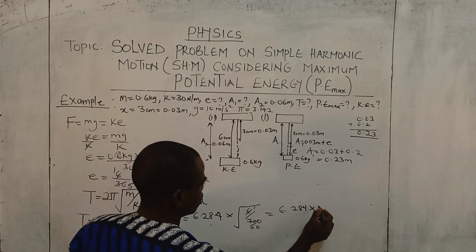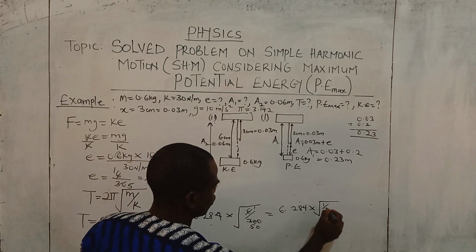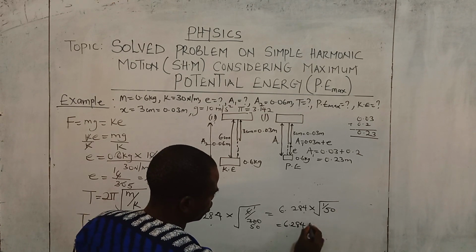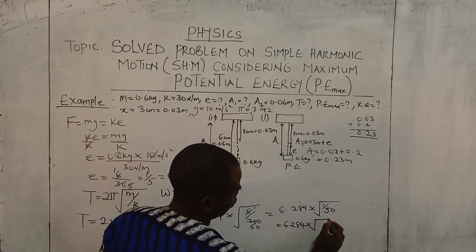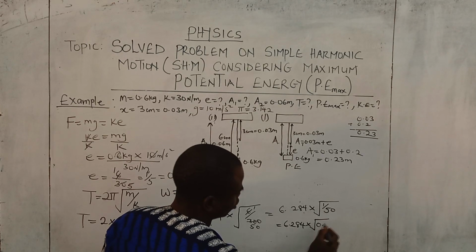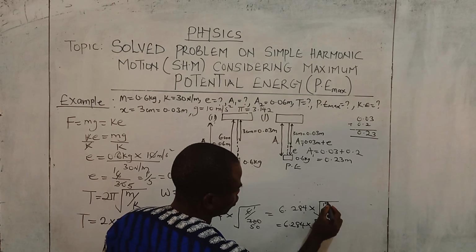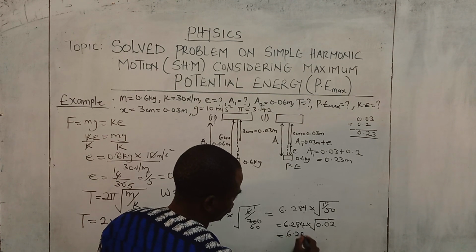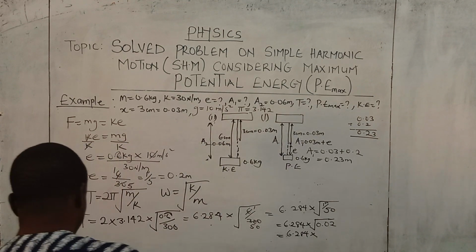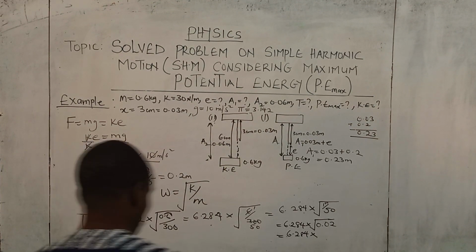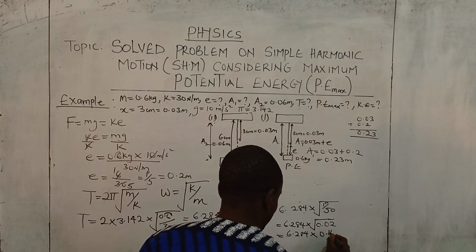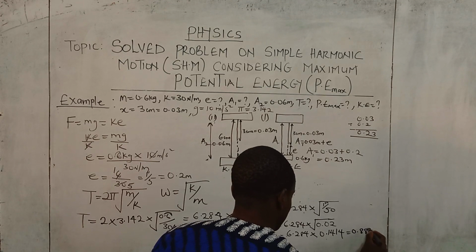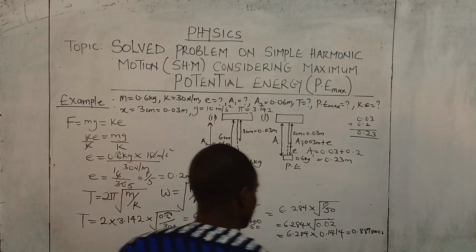6.284 times the square root of 1 over 50 equals 6.284 times the square root of 50 goes in 1, possibly 0 point, add the 0, 50 goes in 10, 0, 50 goes in 100, that's 2, equals 6.284 multiplied by the square root of 0.02, you have 0.1414, which is equal to 0.889 seconds.